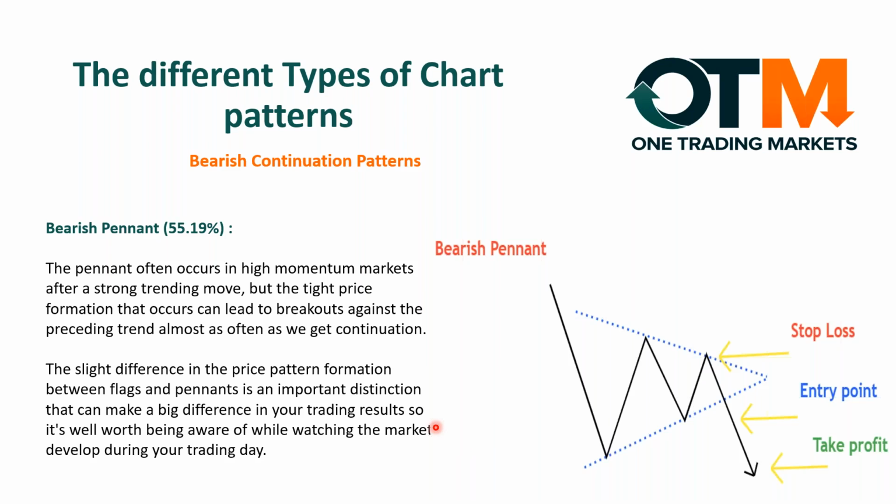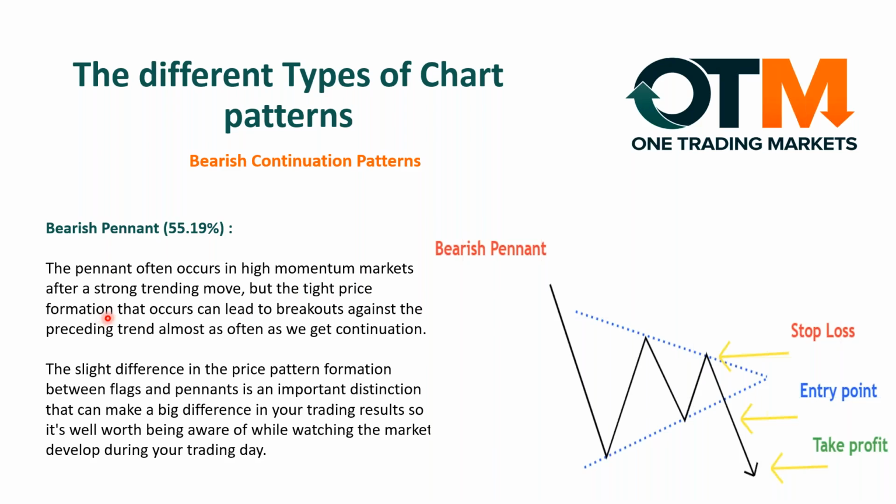So it looks very similar to a wedge, but notice how it's at a very strong angle. Now the pennant, of course, occurs in high momentum markets. When you see markets like the US dollar, for example, or even Bitcoin, like most of cryptocurrency, this is why in cryptocurrency you see a lot of flags and a lot of pennants, because there's high momentum and a lot of high volatility in the market.